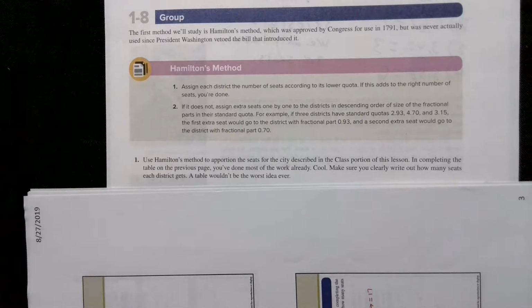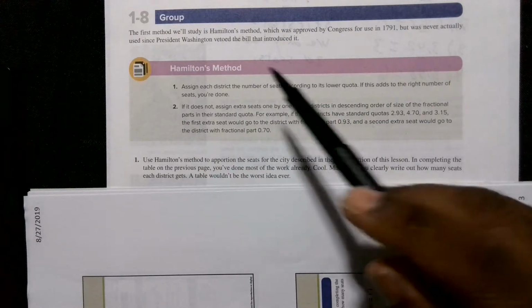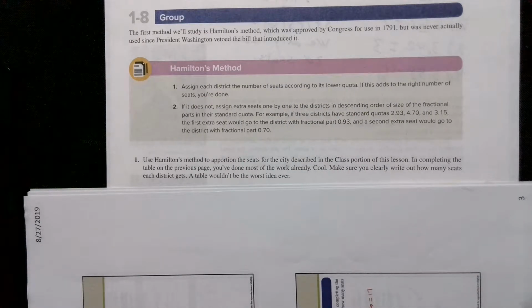Okay, class, we'll pick up where we left off, and we're on page 100, and we will be doing the rest of 1-8. It says the first method we'll study is Hamilton's method, which was approved by Congress for use in 1791, but was never actually used since President Washington vetoed the bill that introduced it. Hamilton's method. It says assign each district the number of seats according to its lower quota.